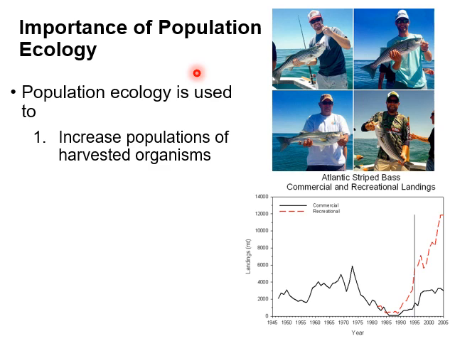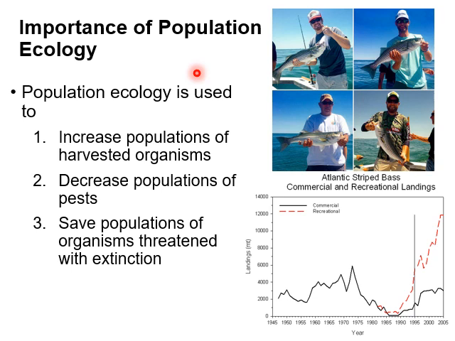It doesn't always work out so great because it's oftentimes very hard to estimate just how many fish there are in the sea. But population ecology is still used for managing species that we harvest from the ocean. We can use population ecology principles to control pests that we find around us, like insects. And we can also use population ecology theory to save populations that are threatened with extinction. And so that applies to this harvested organism, the striped bass.